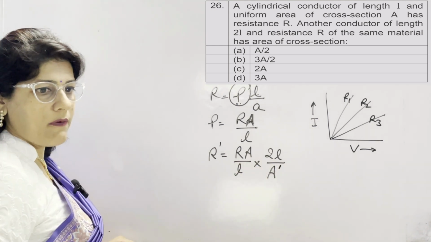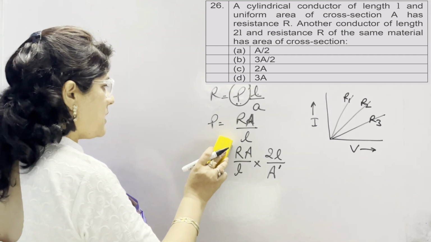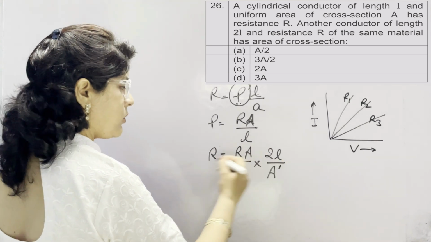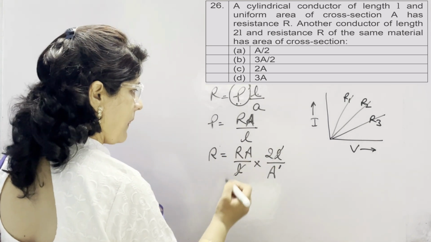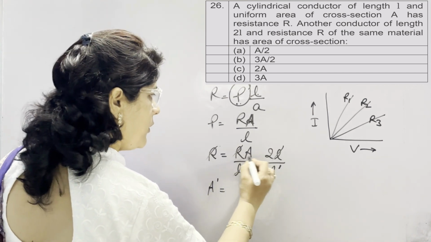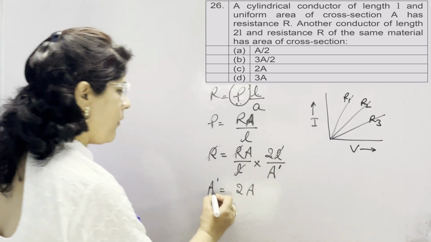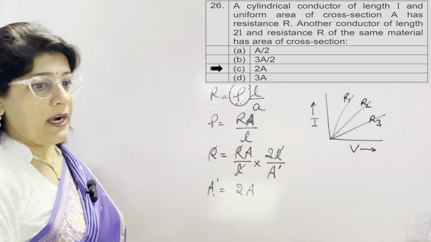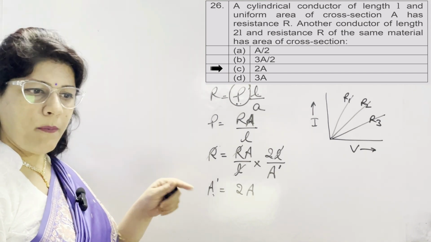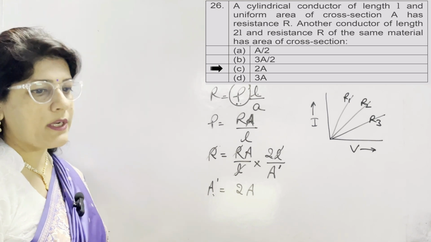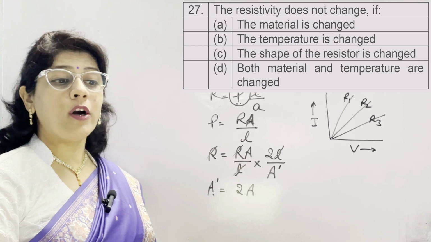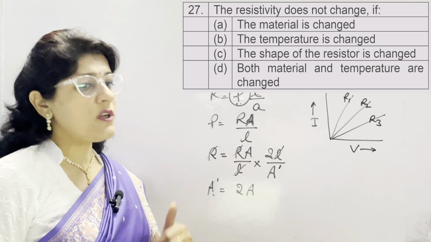Here in this question they have given that the new resistance of the material remains same, it means R remains same. So what can we cancel on these sides? L is same, R is same, so A dash area comes out to be 2 into A. So new area of cross section is 2 into A, and this is our option number C. A option is A upon 2, B is 3A upon 2 and C is 2A, which is our correct option, and D is 3A.